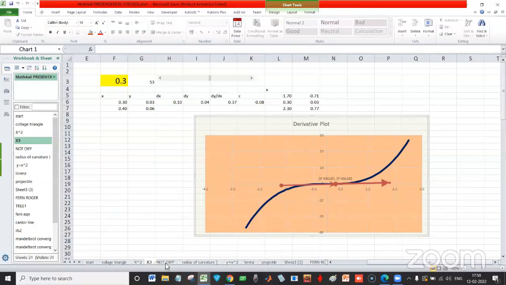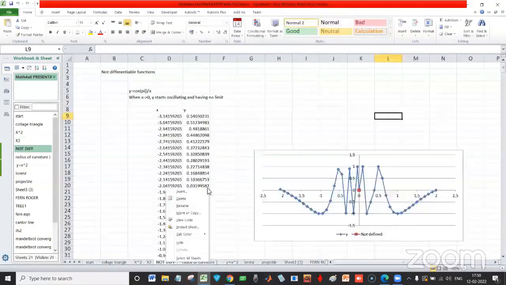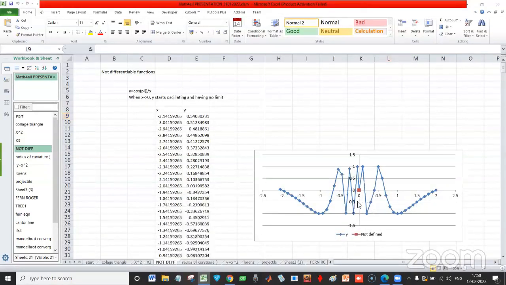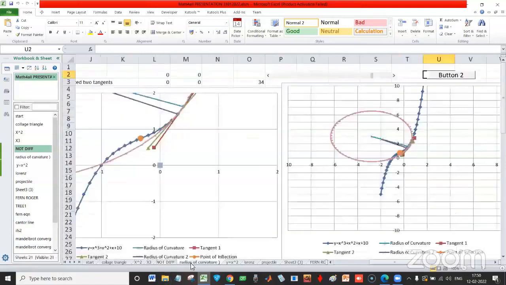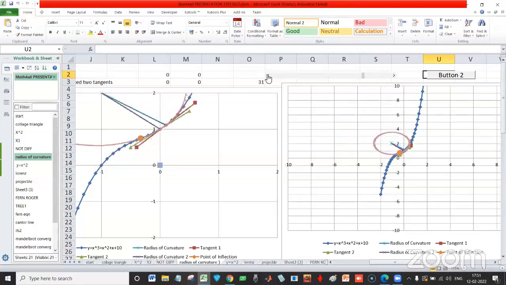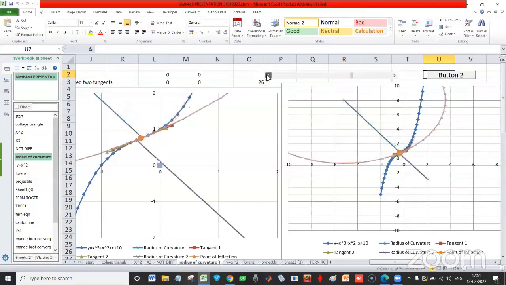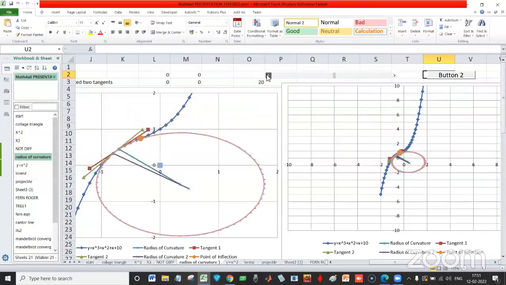And then these are the graphs I have created, where I have shown why it is not differentiable. This is the cos(pi/x) equation. This is not continuous. Then there is a model of the x cube curve, and its radius of curvature. You can animate the radius of curvature and see how it differs and how it is changing.